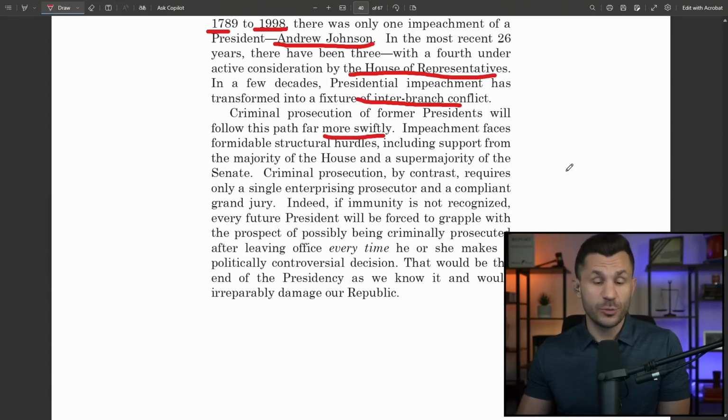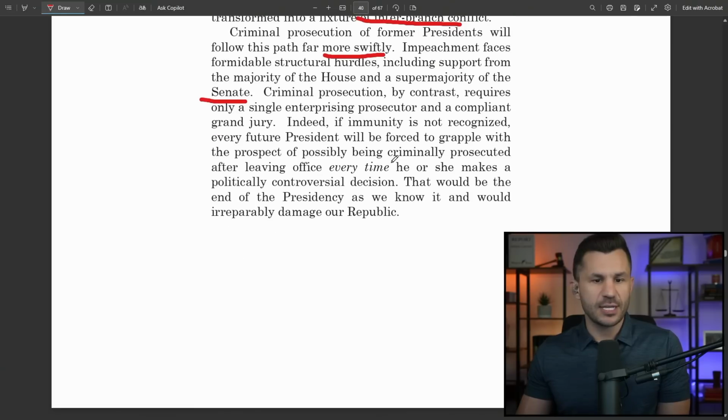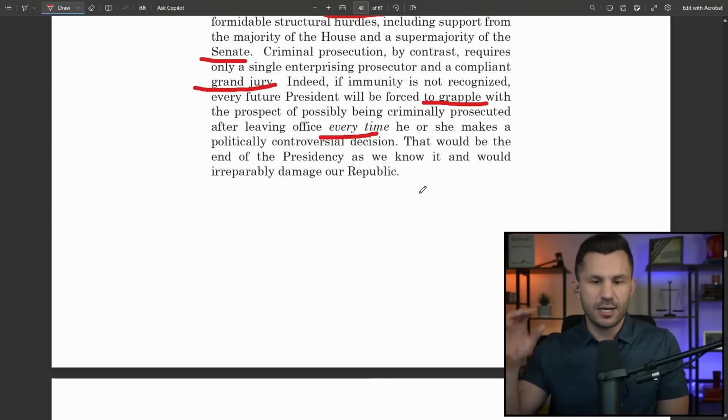Impeachment faces formidable structural hurdles by design to slow this whole thing down, including support from the majority of the House and a supermajority of the Senate. Criminal prosecution, by contrast, requires only a single Fani and a compliant grand jury. Indeed, if immunity is not recognized, every future president will be forced to grapple with the prospect of being criminally prosecuted after leaving office every time he or she makes a controversial decision. That would be the end of the presidency as we know it, and it would irreparably damage our republic. And I agree.